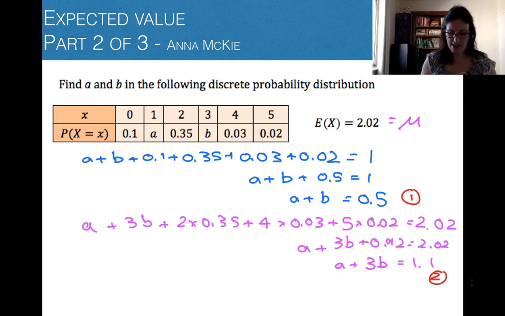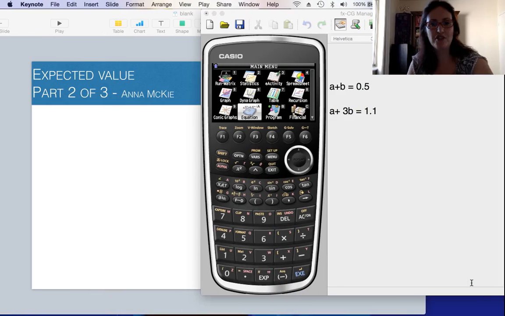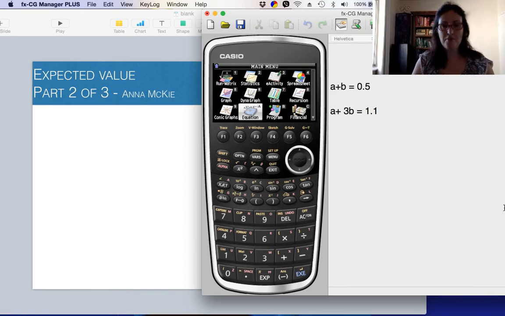So you would have learned about how to solve them in previous years. Your 2 techniques that are commonly used are either substitution, where you make one of these the subject of the equation, so A equals 0.5 take B, and substitute that into the second equation and solve, or use your graphics calculator. So I'm just going to quickly flick over to a graphics calculator now, and just a refresher on how to solve that.